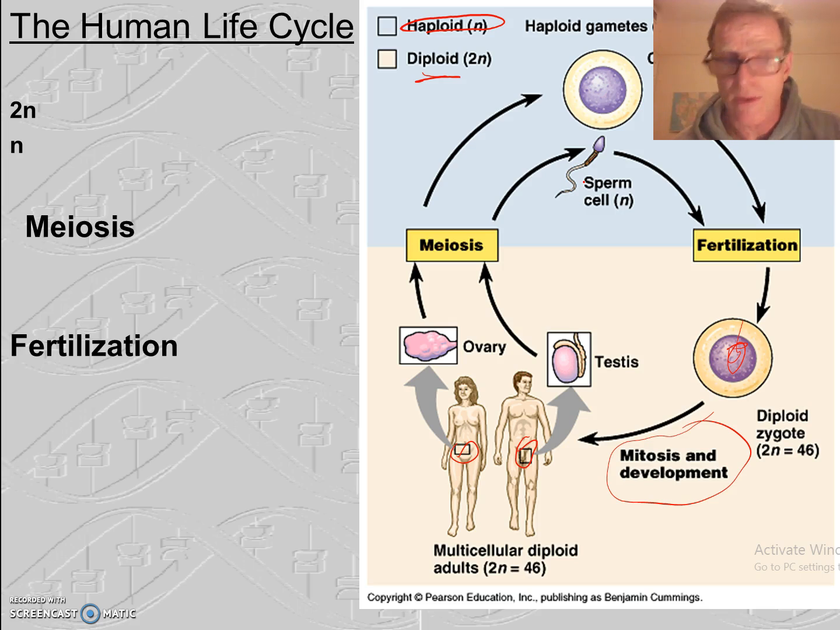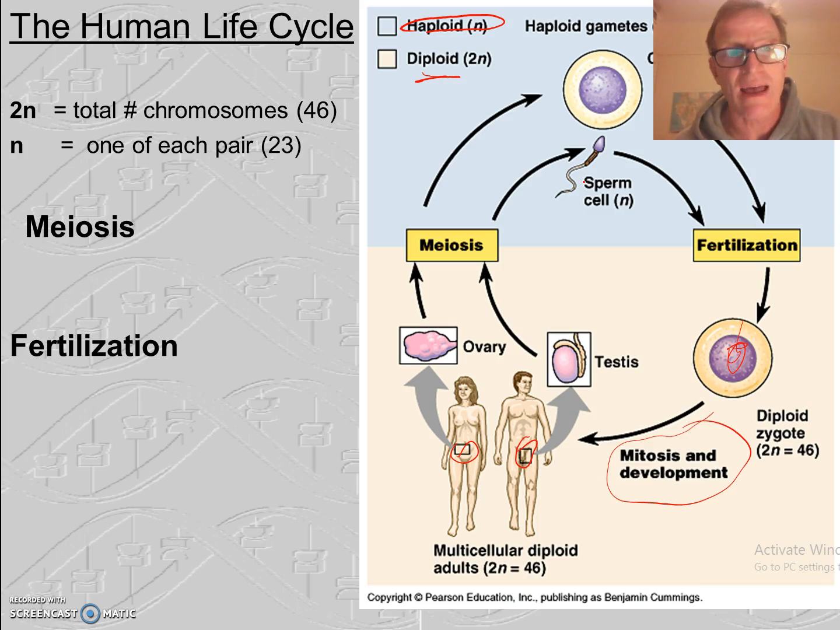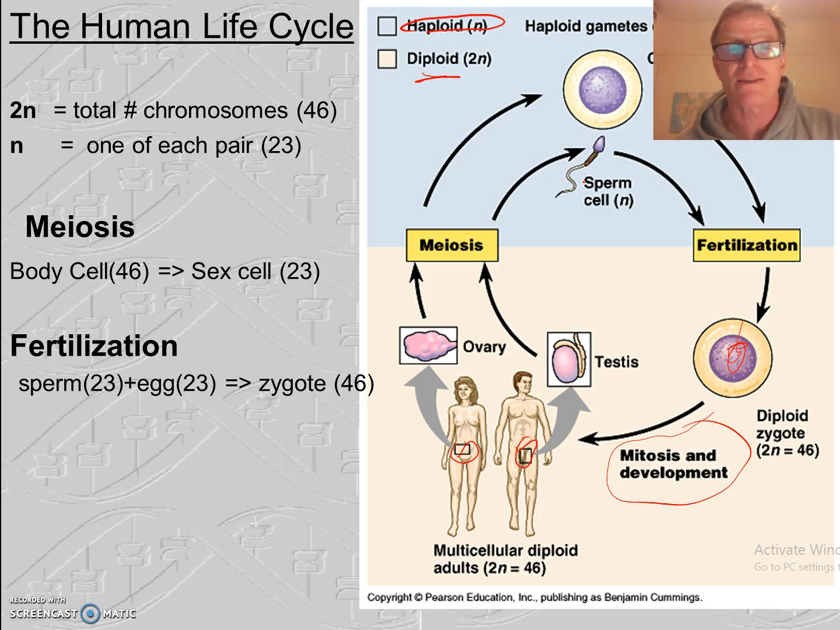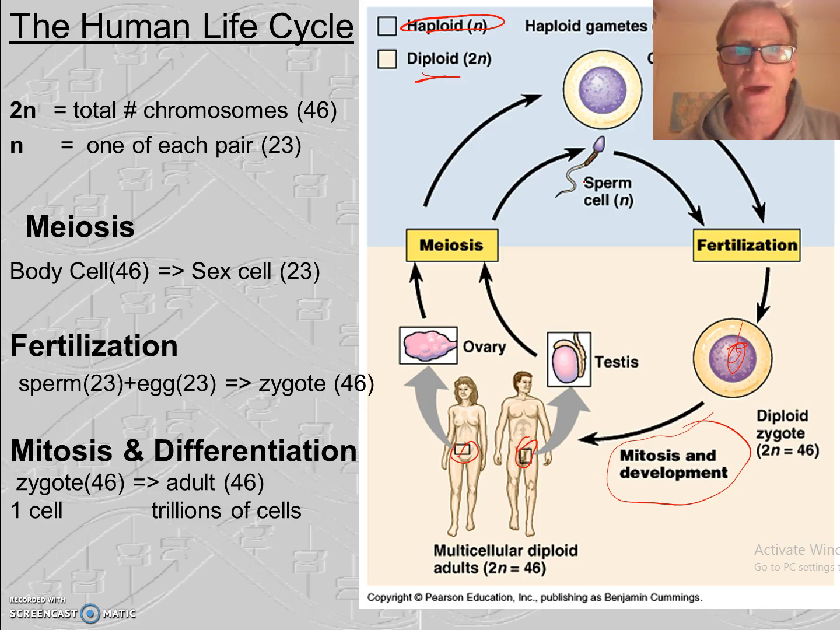So some terms to remember. We talk about an N number. An N number is the number of different chromosomes in your body, of which we have 23. 2N is those 23 pairs, the total number of chromosomes, 46. N is the haploid number, one of each pair, which we're producing when we make sex cells. Meiosis is the process of taking body cells with 46 chromosomes and producing 23. Fertilization is the process of taking those 23 and 23 in the sex cells and making 46 chromosomes again. And then mitosis and differentiation is the process of growth and development as you grow through your life.